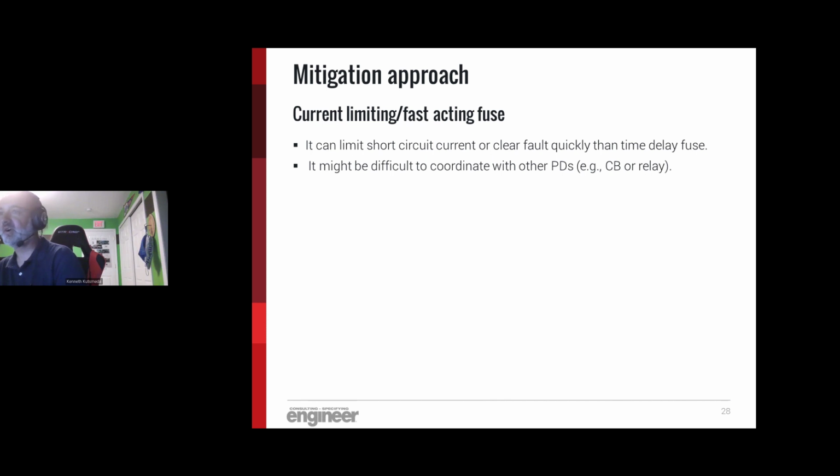One thing you must be aware of is that these fuses can oftentimes be very difficult to coordinate. So when you're doing a coordination study, just make sure when you use these types of fuses to look at how they affect the breakers upstream and downstream of them.